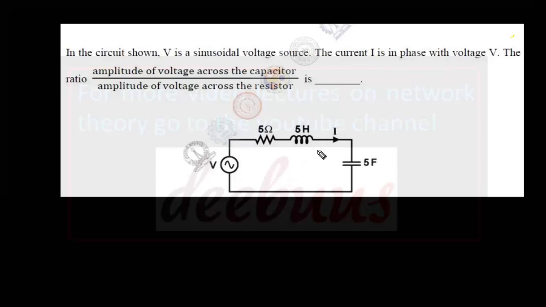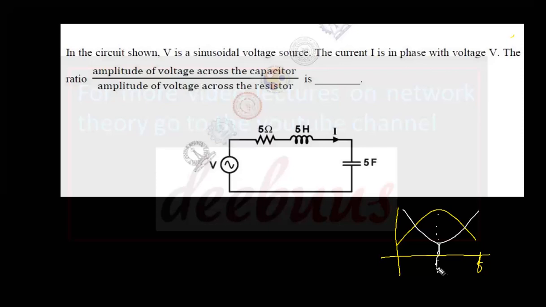For a series RLC circuit, the current will become in phase only at resonance. I repeat, current will become in phase with the voltage V only at resonance in a series RLC circuit. We can easily recollect the figure, that is frequency versus impedance and current. Current becomes maximum at resonant frequency, and similarly the impedance becomes minimum at the resonance frequency. Actually at resonance the impedance must be R only, right? So at resonance the impedance is purely resistive.